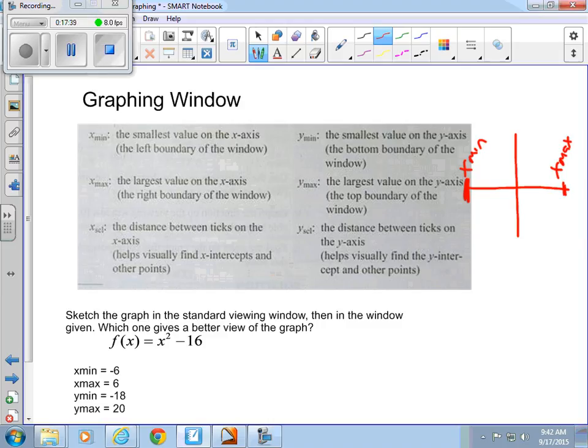Y min and Y max is the same except it's the bottom and the top.